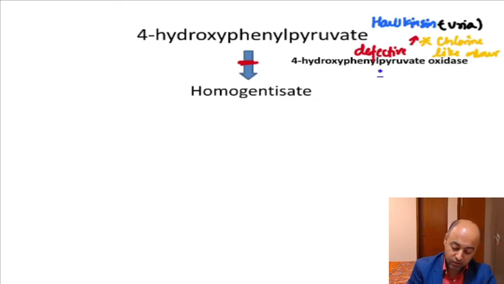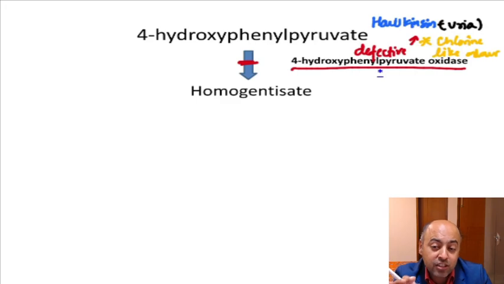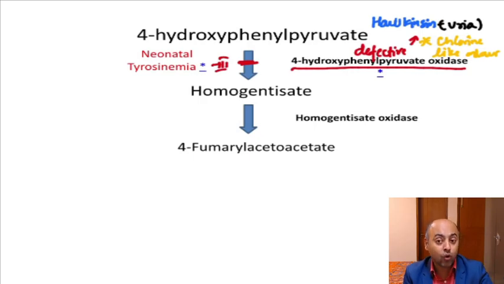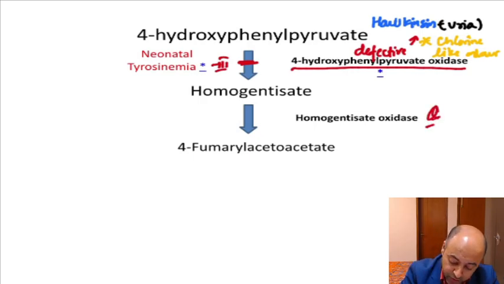Please keep note of the enzyme. Hydroxyphenyl pyruvate oxidase is defective. It is not decreased, but it is defective. If the enzyme is decreased, then we get tyrosinemia type 3. I already told you, tyrosinemia type 3. In the normal course, the homogentisate is converted into fumarylacetoacetate by the enzyme homogentisate oxidase. Very, very commonly repeated question.